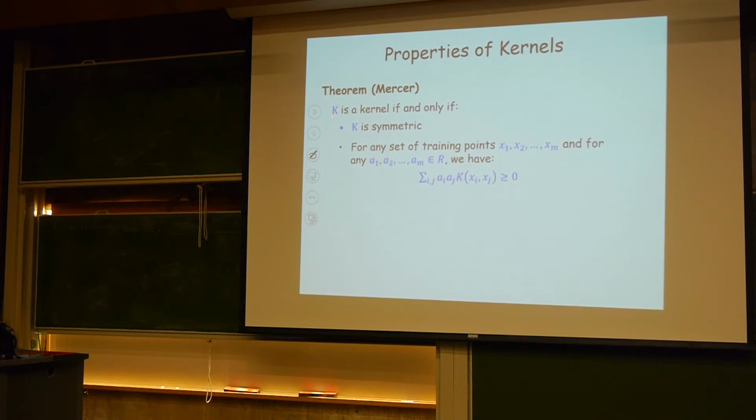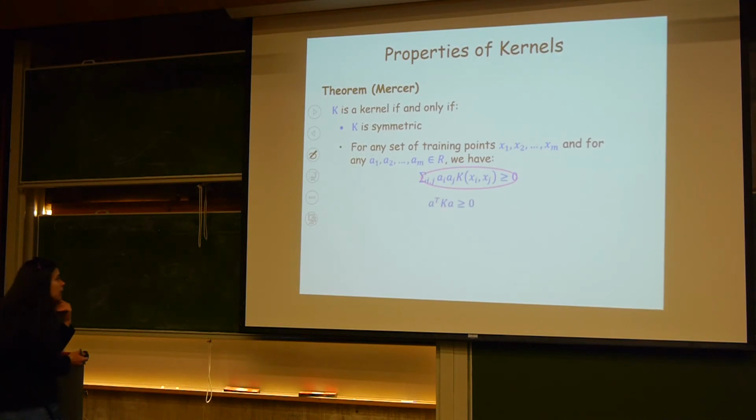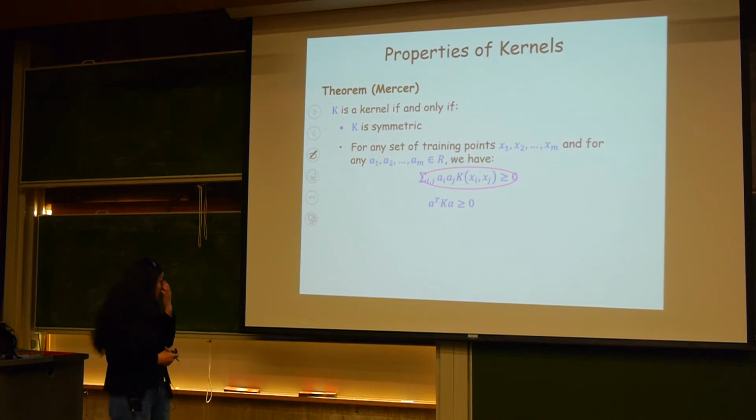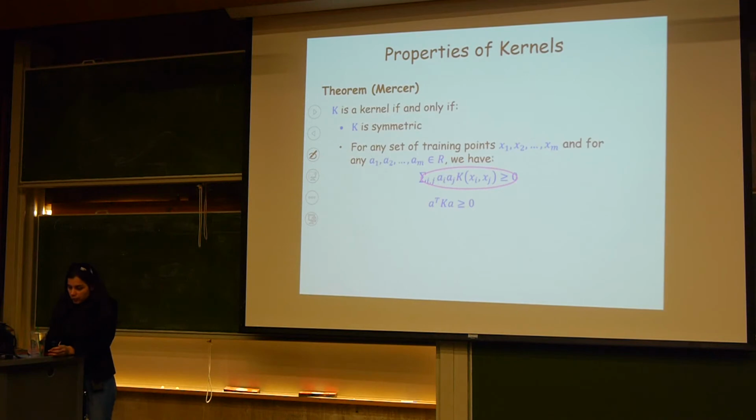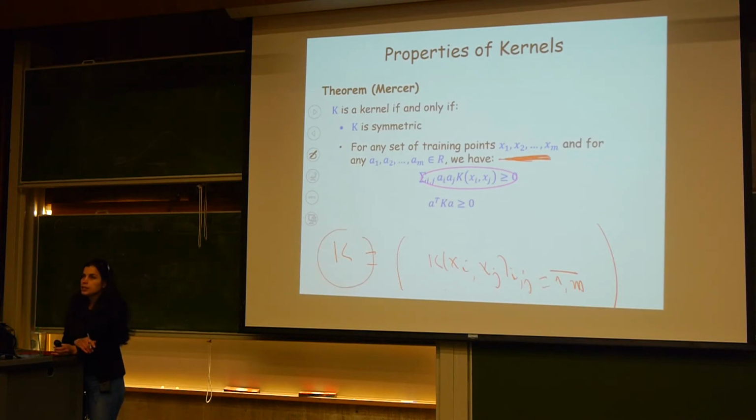It turns out that a pairwise function k is a legal kernel if it satisfies two properties. First of all, k is symmetric, so k of x, z is the same as k of z, x. And it's positive semi-definite. Okay, what does it mean? It means that basically, if I have any set of training points, x1, x2, up to xm, and I think about the kernel matrix K that this set of points induces, where for entry ij, I put k of xi, xj, this is called the kernel matrix, right? This kernel matrix is positive semi-definite.